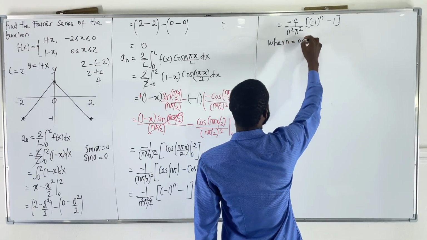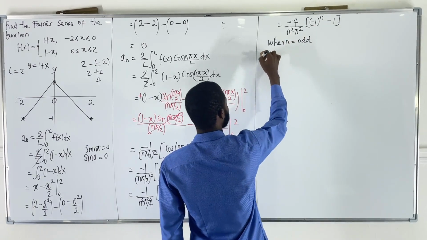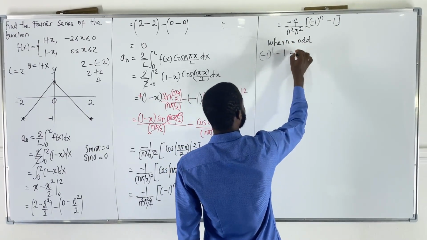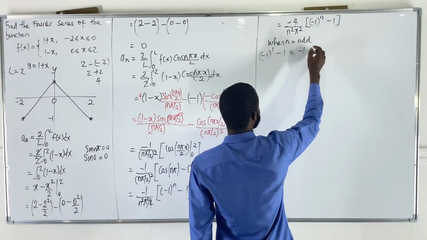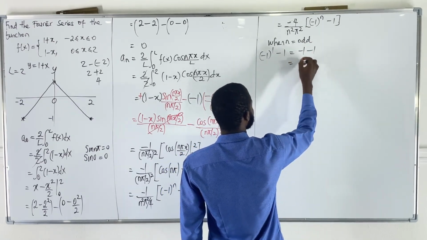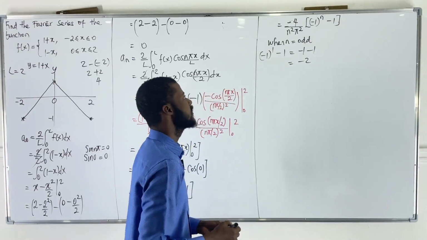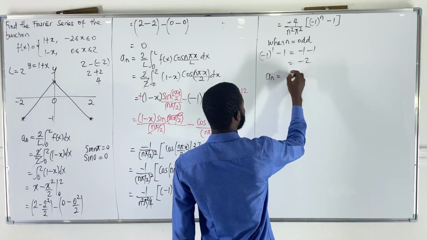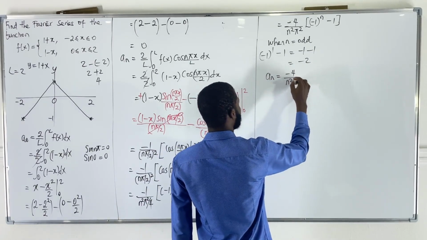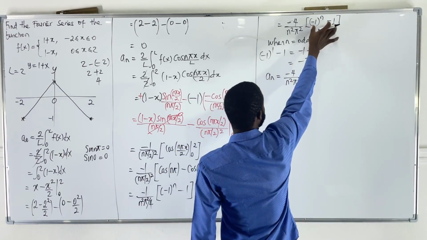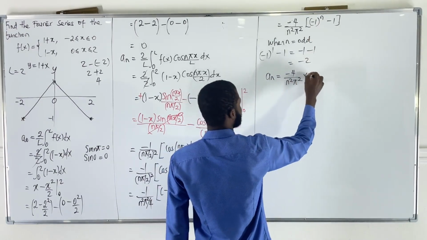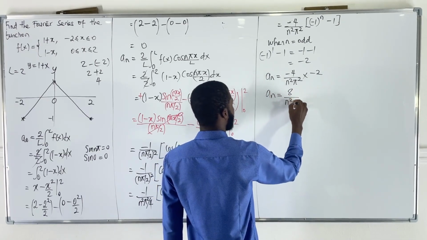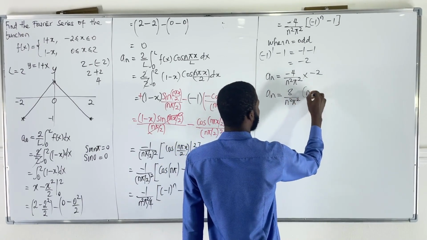So when n is odd, this bracket is minus 1 to the power of 1. We're picking an odd value for n. Then minus 1 to the power of 1 is minus 1. And then don't forget there's a minus 1. So this will now be minus 2. So that means this bracket will be minus 2 whenever you pick an odd value. So our a sub n will then become minus 4 over n squared pi squared times this bracket. But this bracket here is minus 2 when it's odd. So a sub n will then become 8 over n squared pi squared. So this is what we have when n is odd.